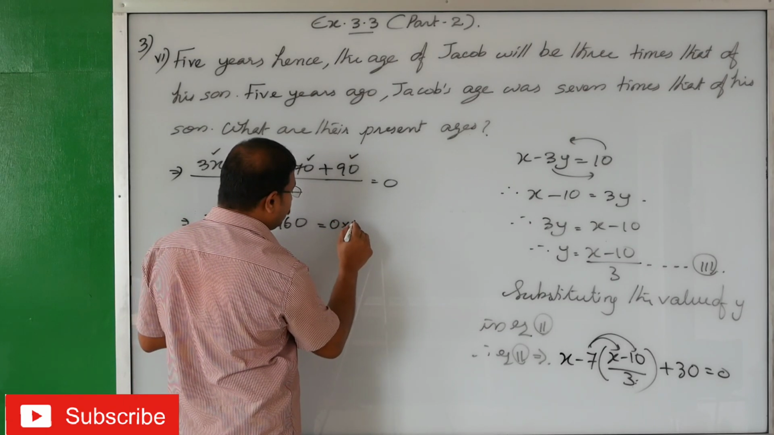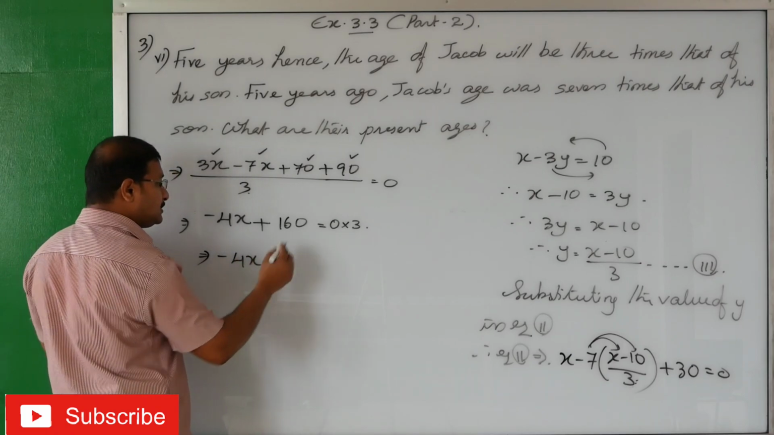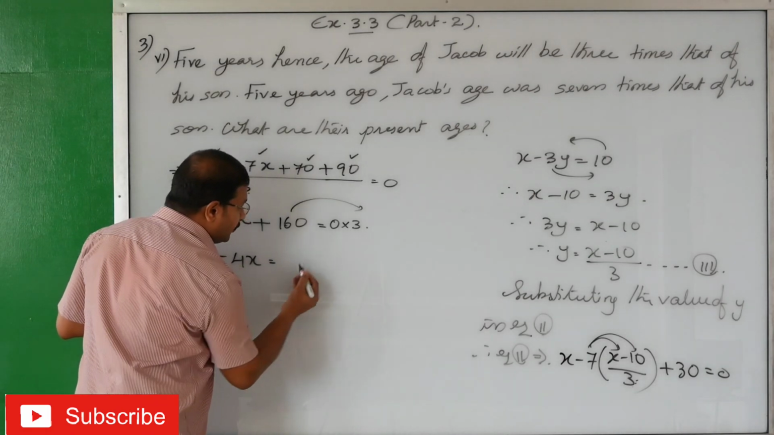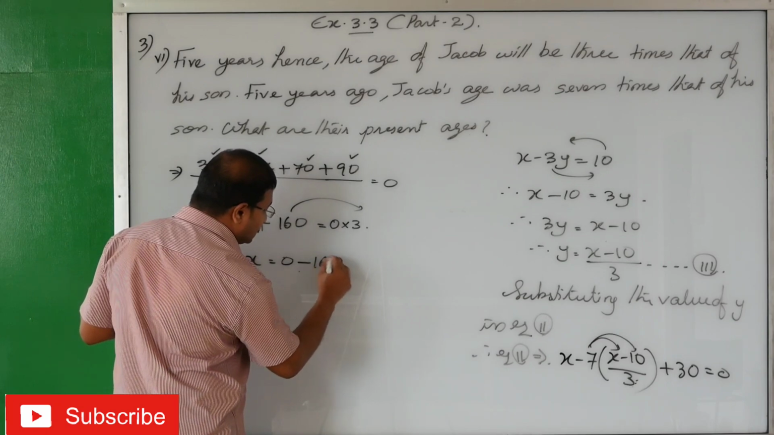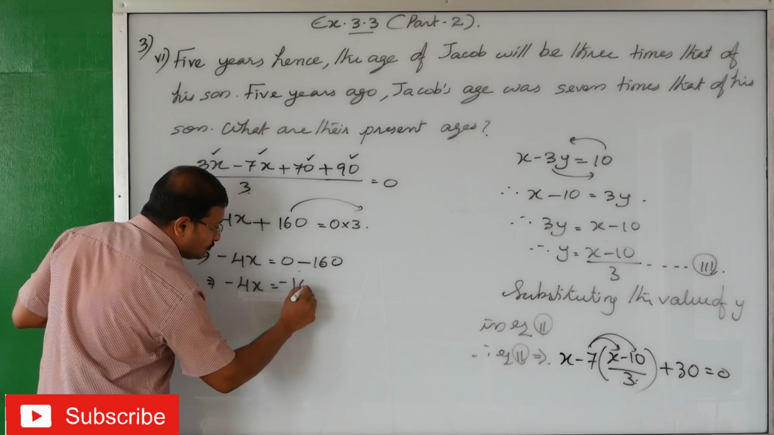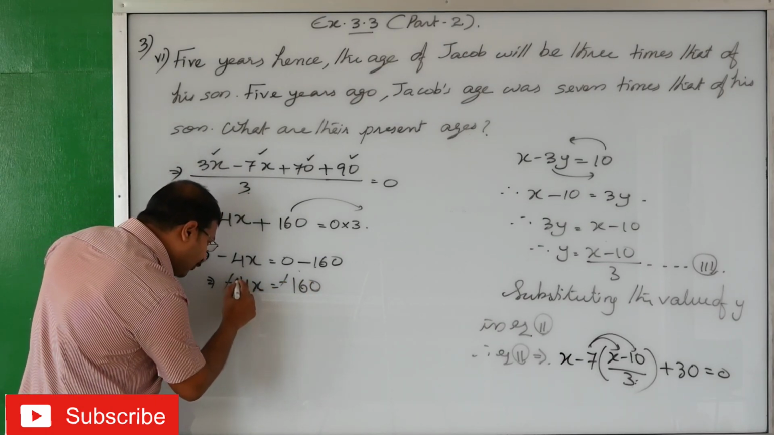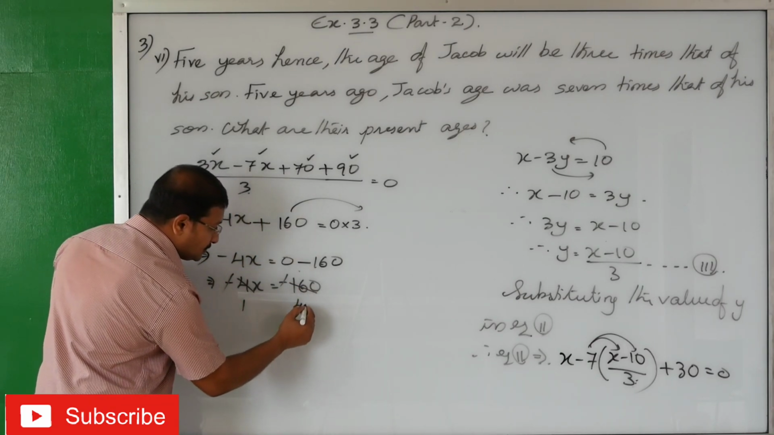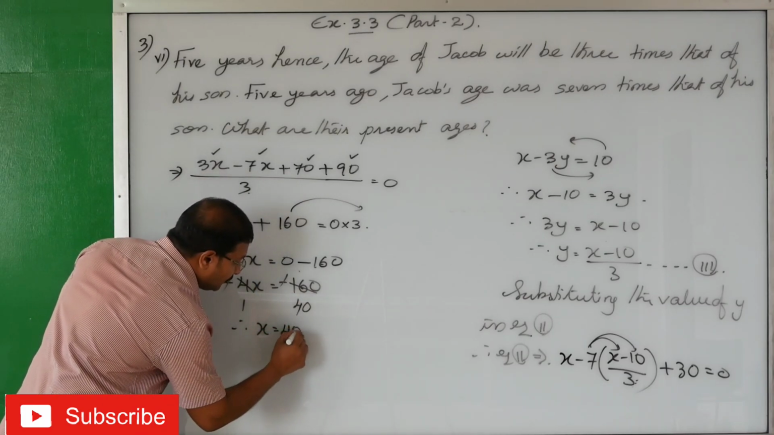Equals 0 into 3, which is 0. This implies minus 4x equals, 160 goes next side, minus 160. Minus 4x equals minus 160. Minus will cancel. We can cancel by 4. 4 ones are 4, 4 fours are 16. So the answer is this 0 will bring down. Therefore, x equals 40.